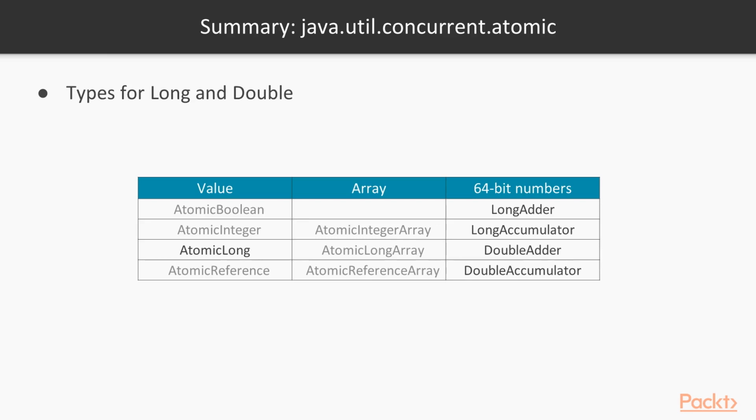One last thing. Java 8 provided new classes to work with long and double. Adder, as its name suggests, adds value to a number and gets the sum. Accumulator is a more generic version of it, with an accumulative function provided in the constructor. Consider these types if you need to frequently update a shared long or double value.